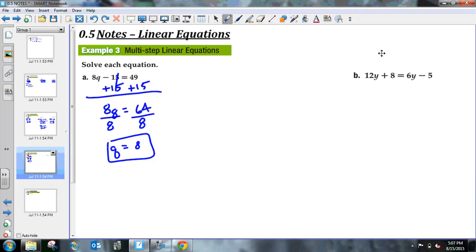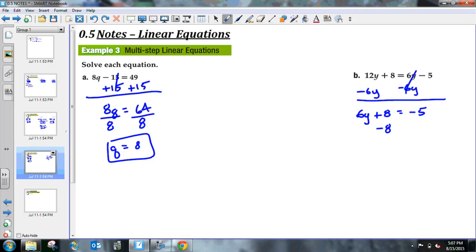Now over here, this is the type of problem that you're really going to see a lot of, where you have a variable on the left side and a variable on the right side of the equal sign. What I'm going to do is move and combine my like terms first. I'm going to subtract 6y from both sides. I can only combine that with the one that has the y. It doesn't combine with the 8. So 6y minus 6y becomes 0, and I end up getting 12y minus 6y. That's going to give me 6y, and then plus 8, and that's equal to -5.